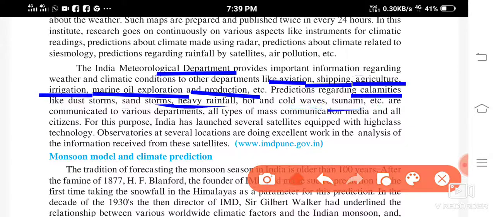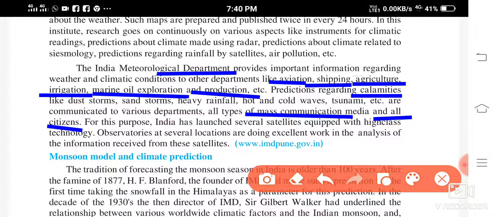All this information is communicated to various departments. All types of mass communication media means what? Like television, radios, newspapers, where all the news is published, right? So you're going to get the news on all these media. This information is passed on to the mass communication media, and therefore if you're getting the news on television, newspapers, radios and all, naturally the citizens also are going to get the information.